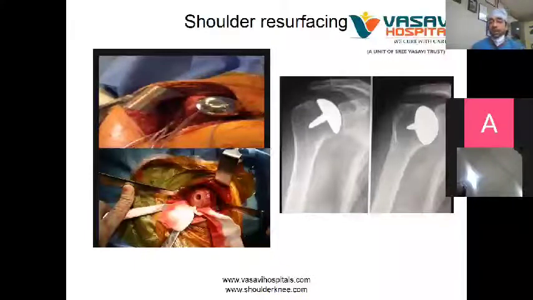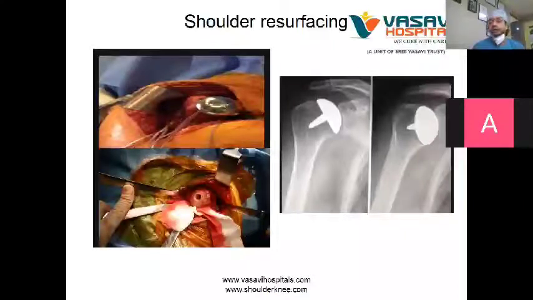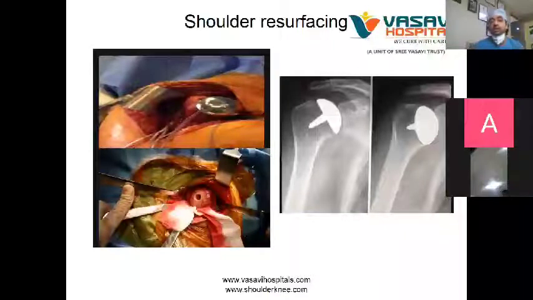I have not disturbed the anatomy. I have not disturbed the rotator cuff. I have not disturbed the deltoid. The articular surface remains the same. The anatomy remains the same, except that the diseased articular surface was replaced by a metal. And this is called shoulder resurfacing.